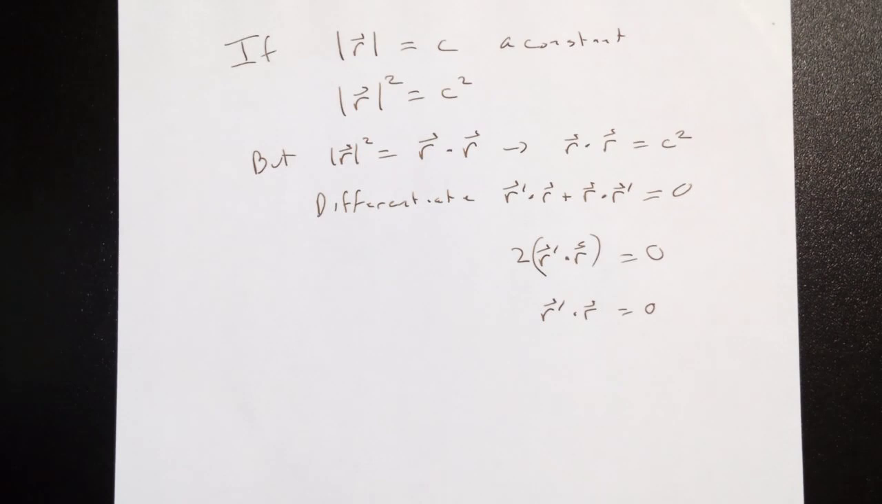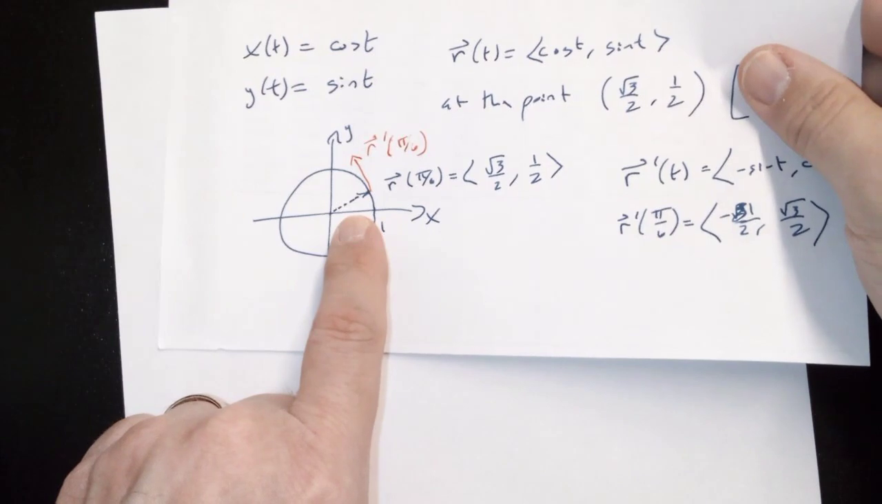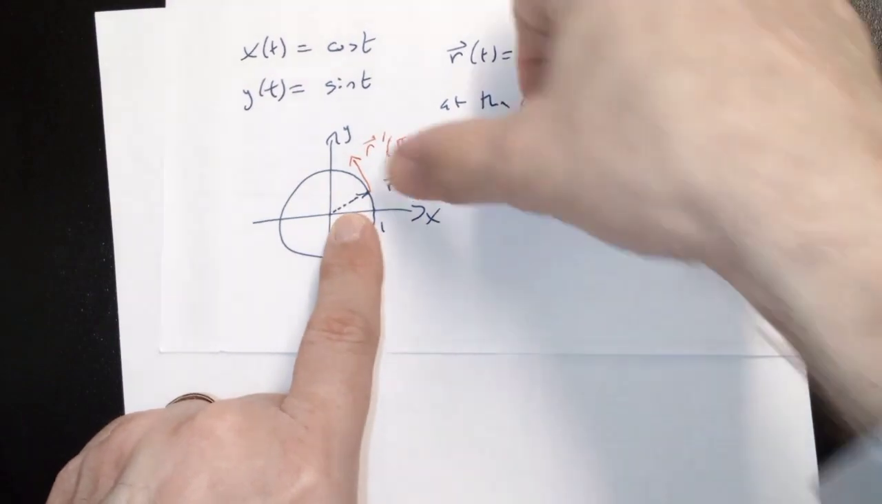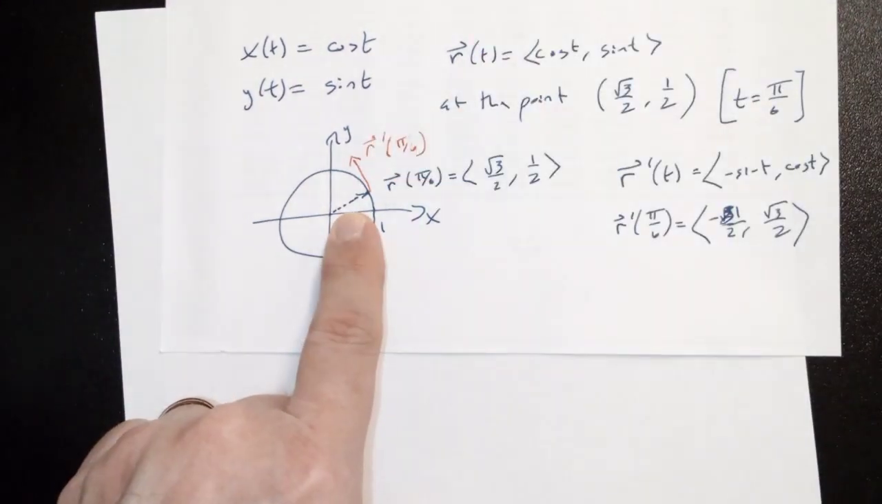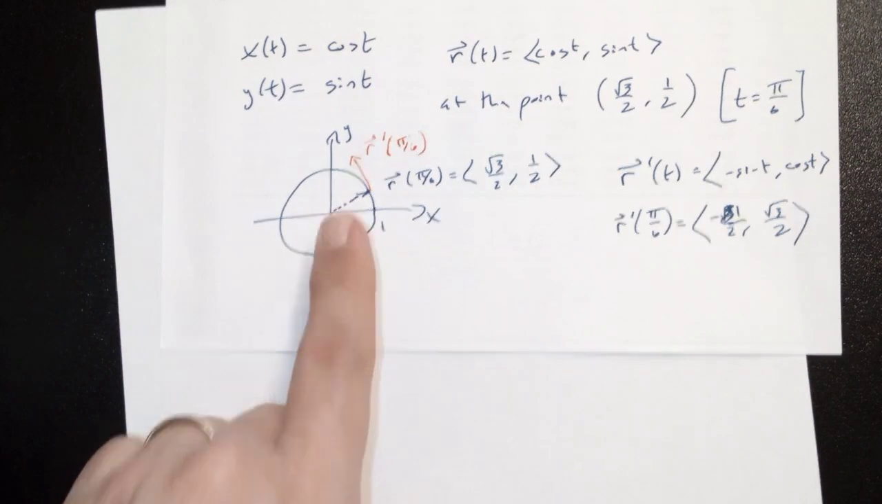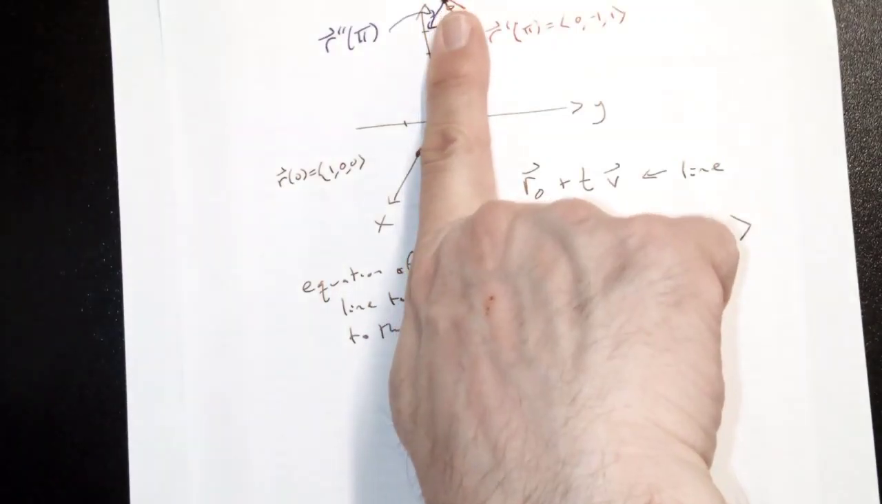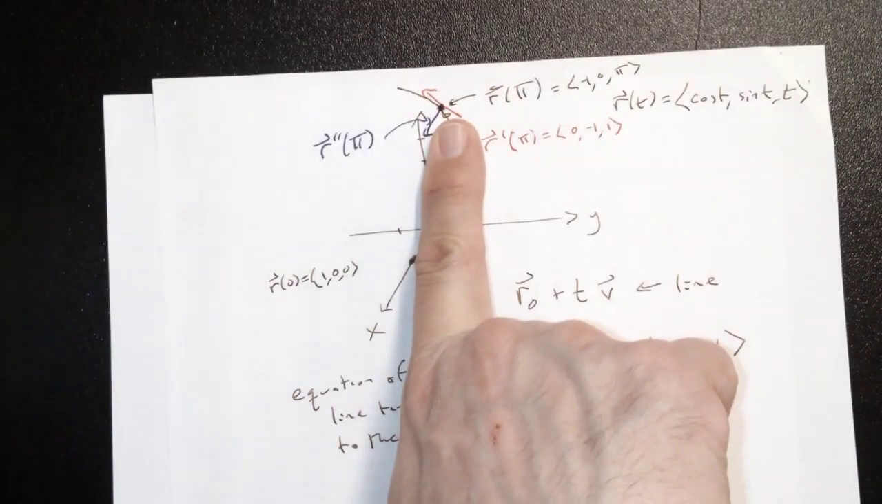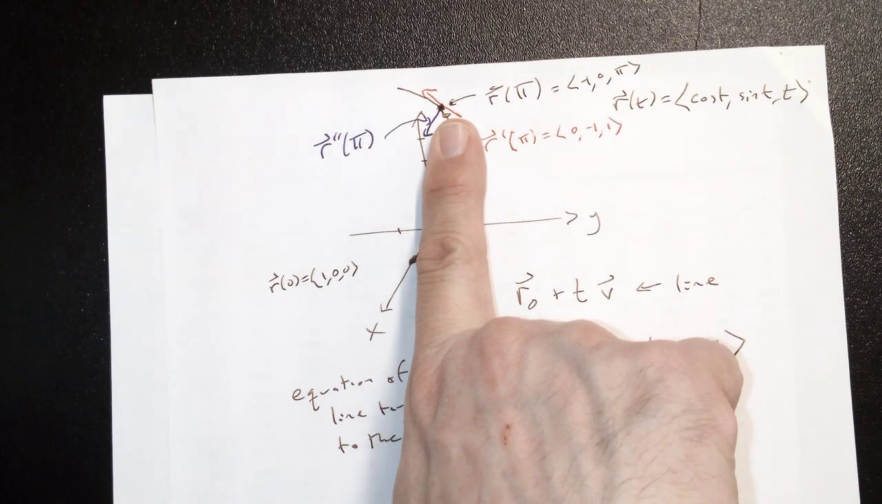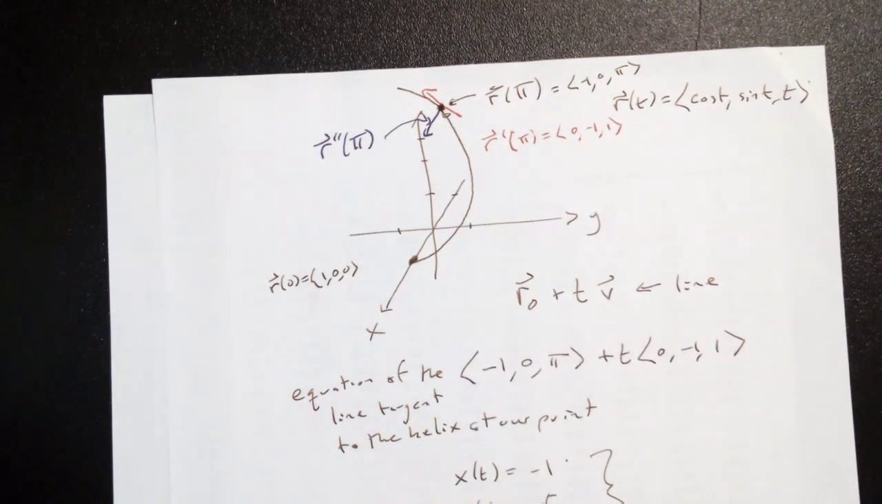Wait a minute. Let me go back to those pictures again. I'm a crappy artist, but take a look at this. There's the vector pointing at the point. There's R prime. The angle between them is 90 degrees. I'm pointed at this spot on the helix, and my curve is going this way, and the angle between those two is 90 degrees.